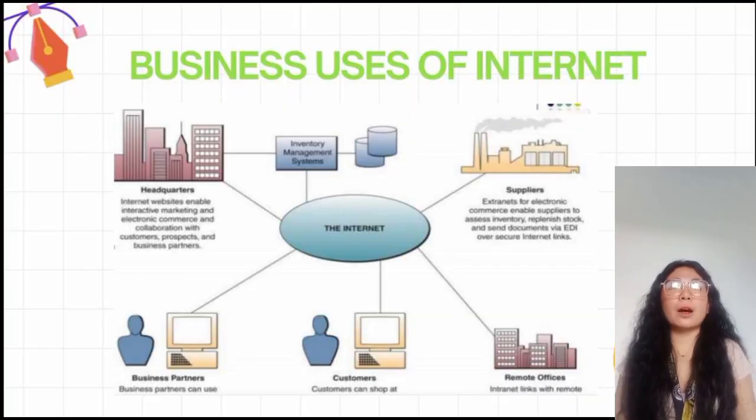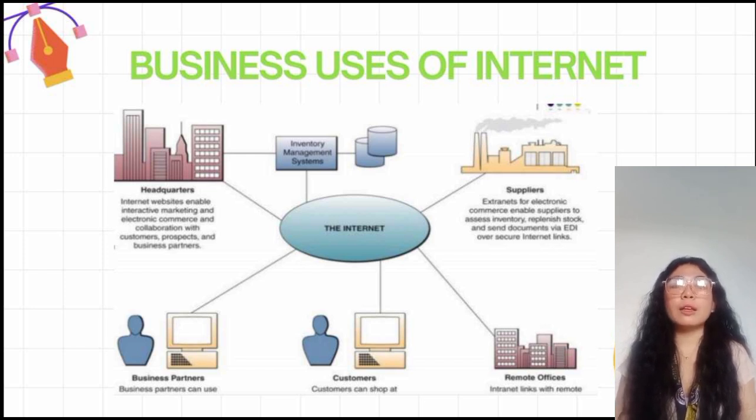Next are business uses of the internet. As you can see in our PPT, there's a network diagram that explains the business uses of the internet. At the center of the diagram, there's the internet connected to different business components. First is headquarters. Headquarters uses the internet for interactive marketing, e-commerce, and collaboration with customers, prospects, and business partners.